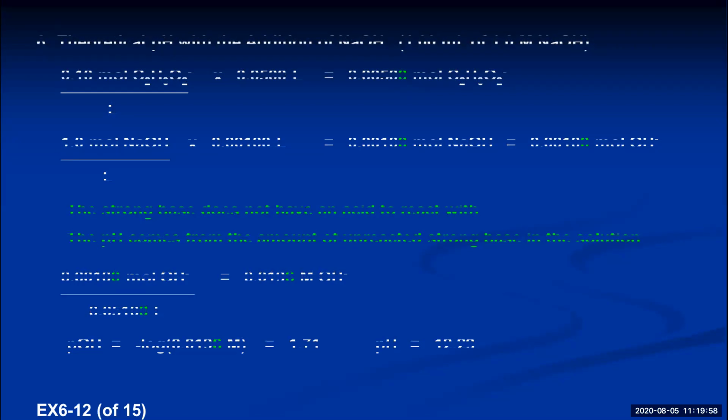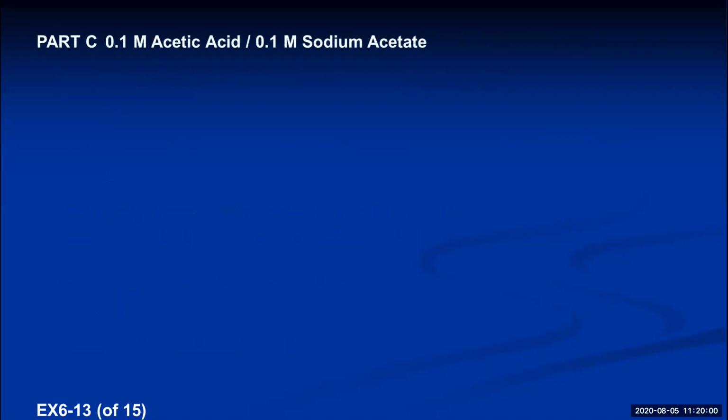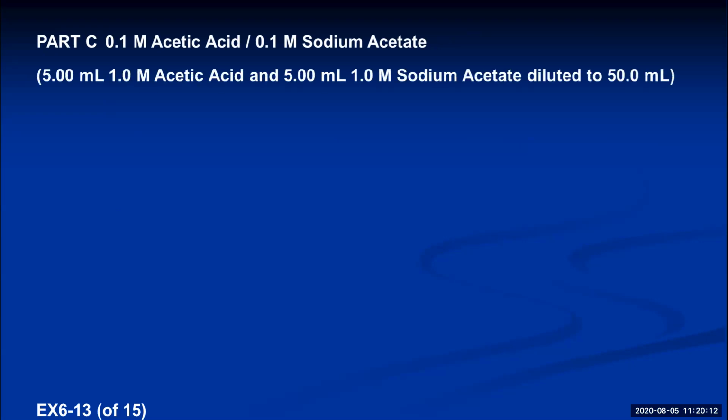Part C, we're going to prepare a solution experimentally that's 0.10 molar in acetic acid and 0.10 molar in sodium acetate. This is significant because this is now going to be a solution that has both the weak acid and its weak conjugate base in it. It's going to be done by taking 5 milliliters of 1 molar acetic acid, 5 milliliters of 1 molar sodium acetate, and then diluting that up to a volume of 50 milliliters. That's where their concentrations both become 0.1 molar, or actually 0.10 molar.